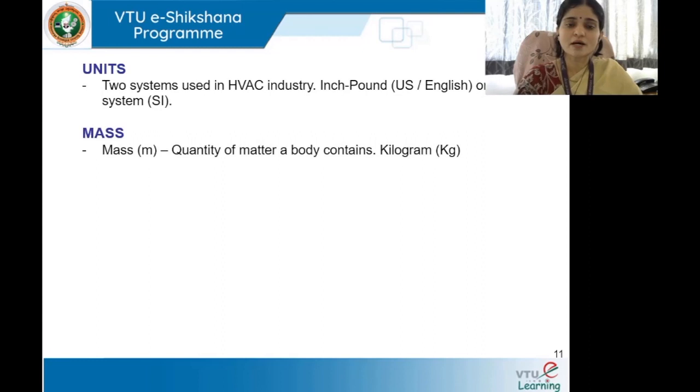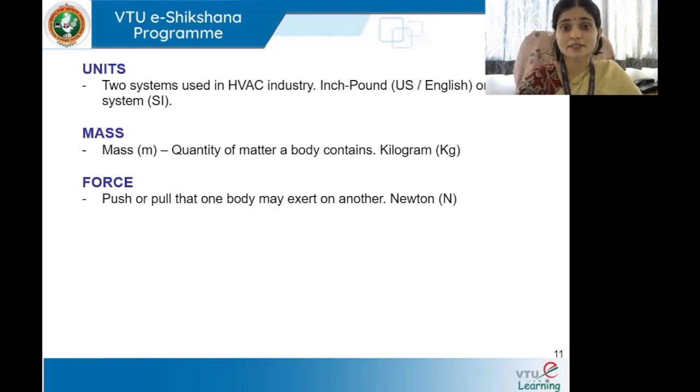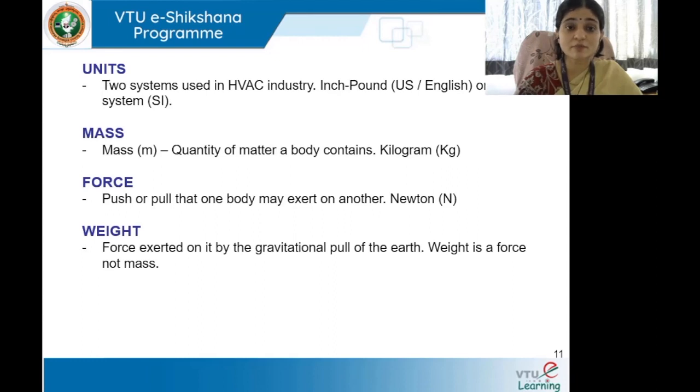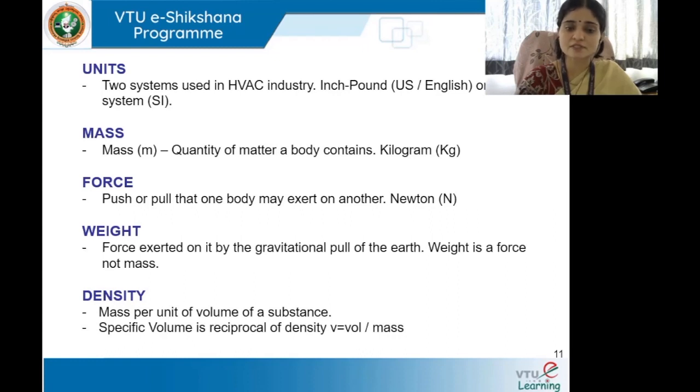Mass. Mass, M, is the quantity of matter a body contains. Kilogram is the unit we use. Force, the push or pull that a body may exert on another body. Newton. Weight. Weight is not mass, but it is a force exerted on a body due to the gravitational pull of the earth. Density, mass per unit of volume of a substance. And specific volume is the reciprocal of the density, that is v is equal to volume divided by mass.